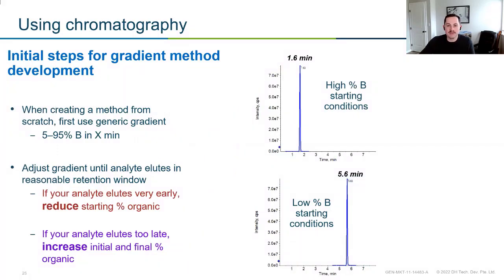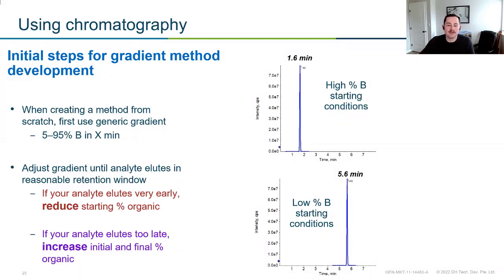And essentially with reverse phase chromatography, as we increase the percent B, things are going to elute faster. So if we increase that ramping or we increase that starting condition, so here I have the same compound, the only difference is I have a high starting condition for my percent B versus a low starting condition on the bottom. And you'll notice the retention time is very different. It's about 4 minutes different.